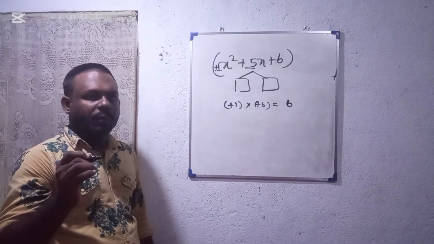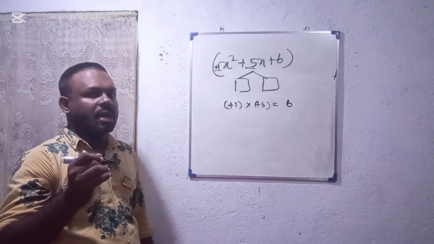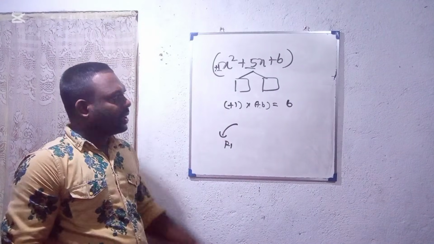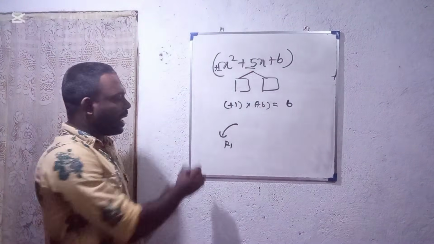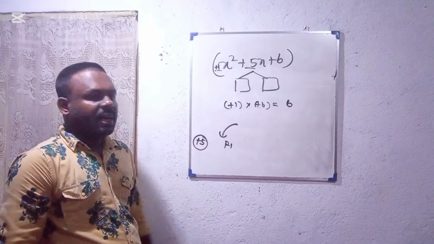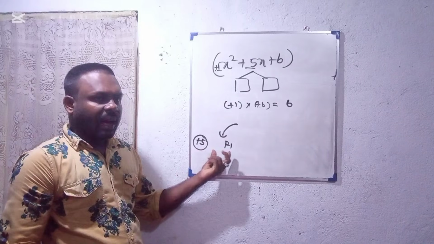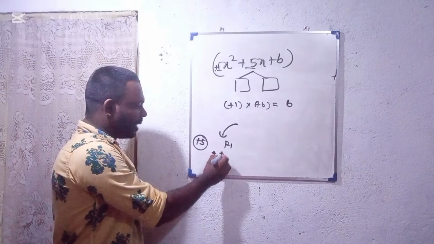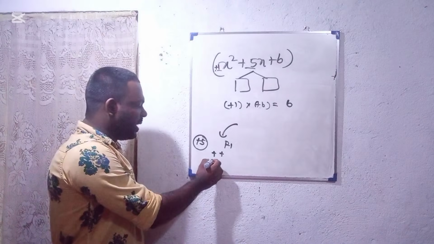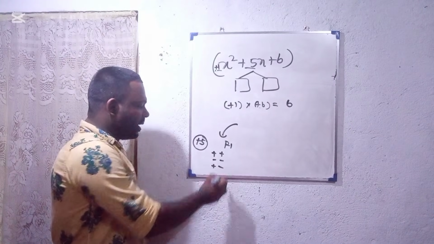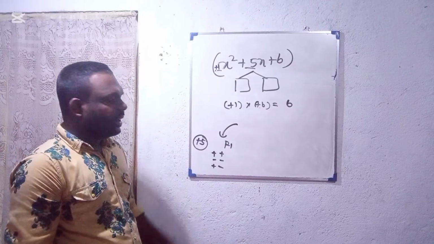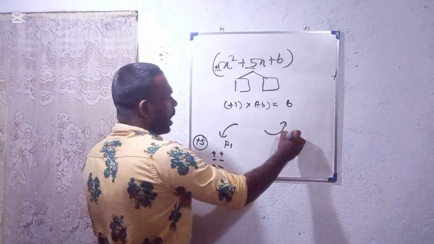First you need to check for R1. For R1, you have to create plus 5. You have to split so that we obtain the coefficient of the middle term. What is R1? R1 consists of two conditions, same sign and different sign: plus, minus, plus, minus. Then the third step, R2.